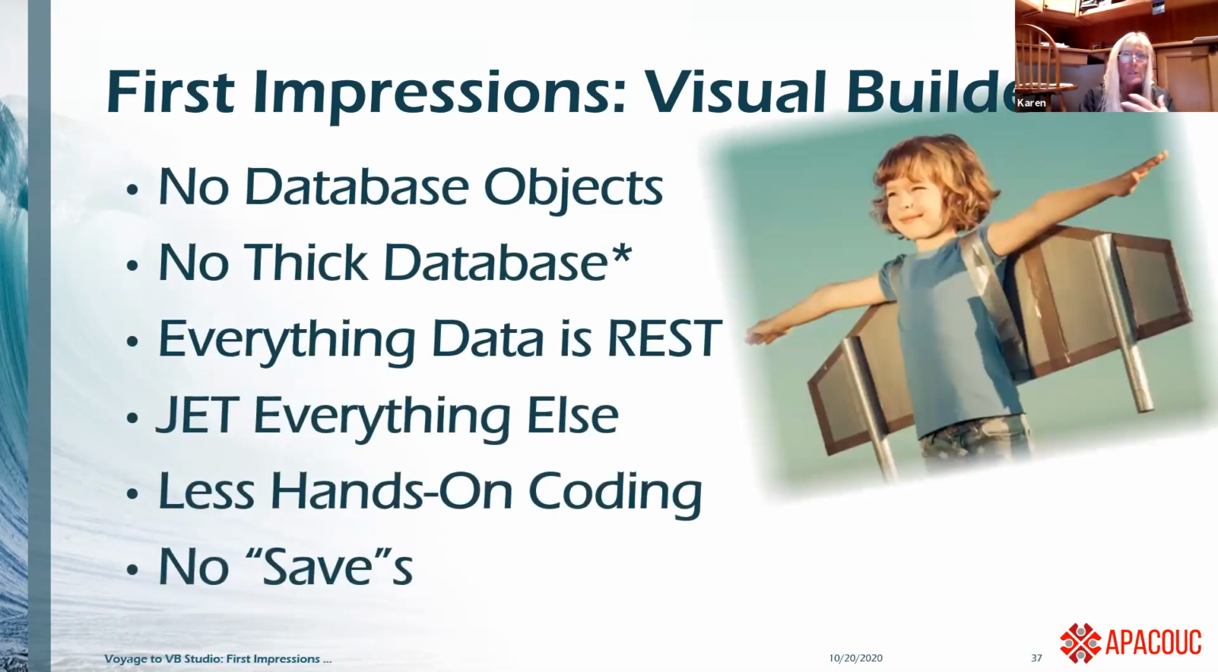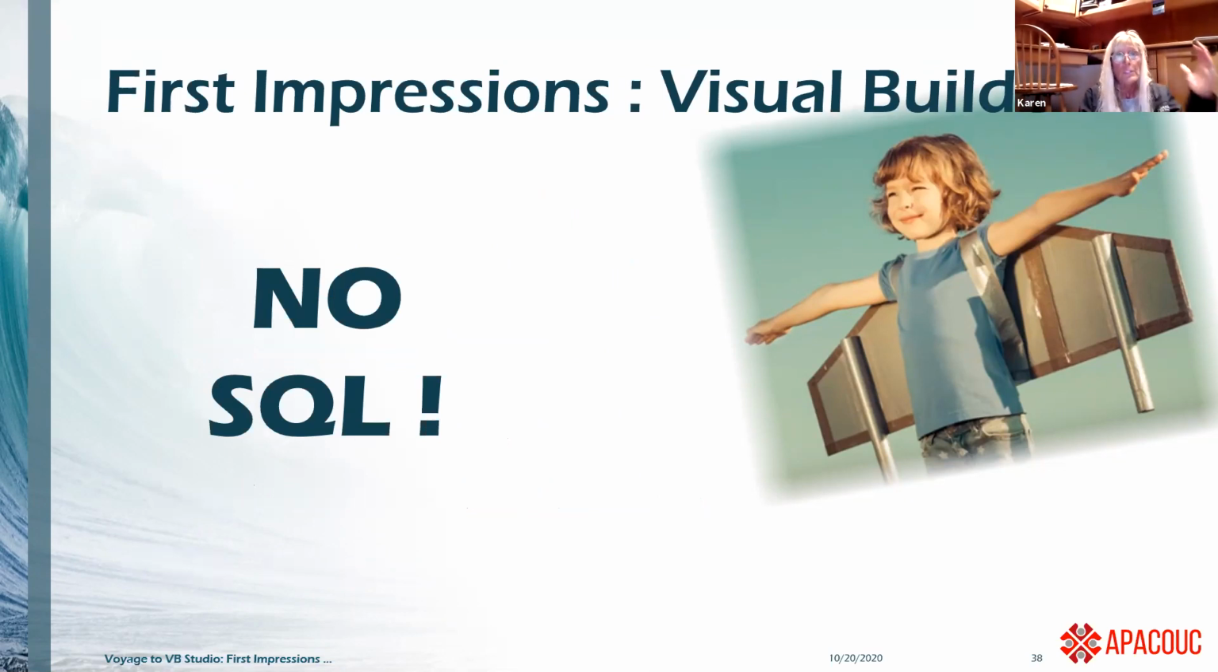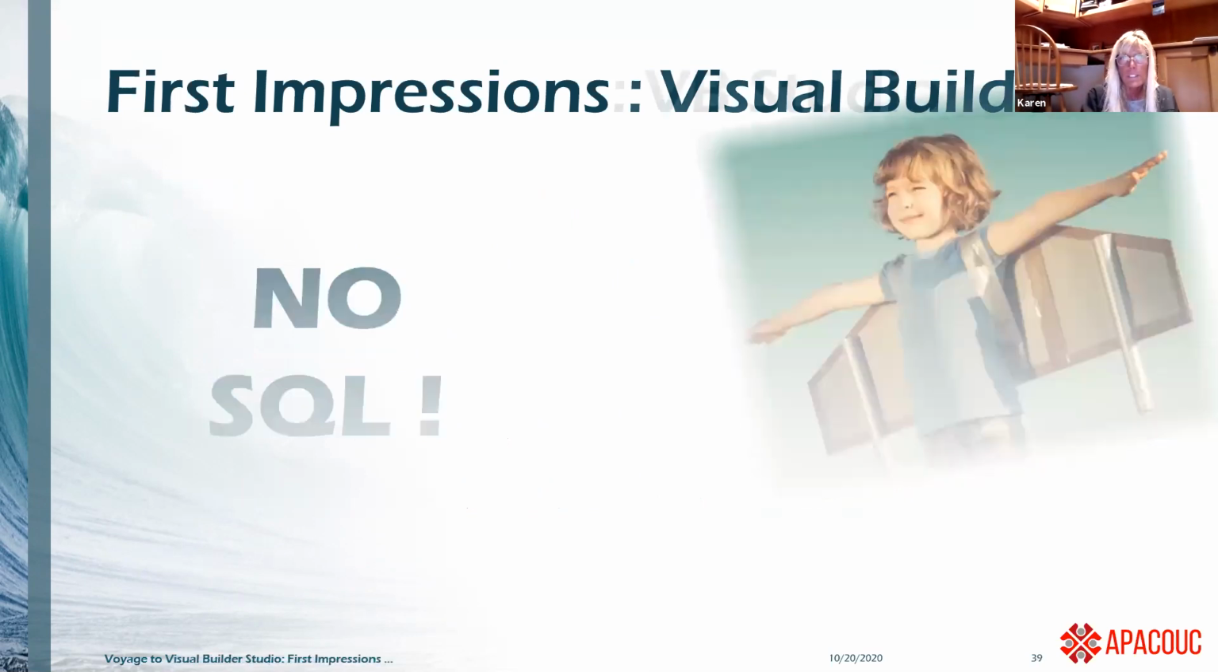As I mentioned, no database objects, no thick database. I'm used to all my logic in the database. Now with Visual Builder, you've got to be smart about how you build your app, how you plan your app, how you secure the data in your REST endpoints. Whole new way of thinking than what I'm used to with a traditional database Apex application. All the data is REST. All the code is Oracle JET. And as I mentioned, no saves. You will never, ever write a SQL query in a Visual Builder application. I can 99% say you'll never write a SQL query in Visual Builder Studio either. So really neat. Different.